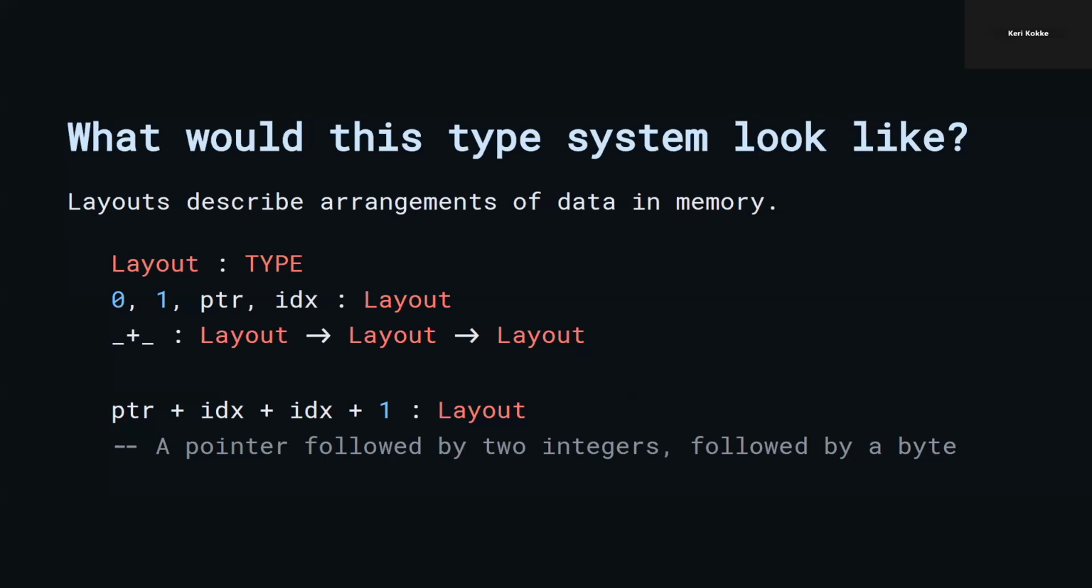Okay. All right, so what does the type system actually look like? So first we have this type on the meta level, which describes arrangements in memory, so memory layouts, essentially. So we have a few constants that come with this. So these are the basic layouts that you would have. So either a zero-sized layout, or just a single byte, or something that's pointer-sized, or something that's index-sized, which is basically an offset into memory. And also we can add up layouts together, which essentially means we're going to put the data one after the other. So for example, if we have pointer plus index plus 1, that's just a layout that describes a pointer followed by 2 integers followed by a single byte.